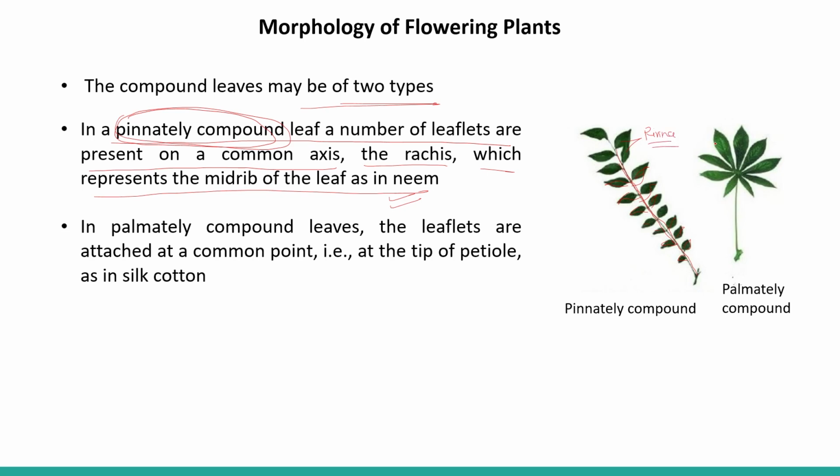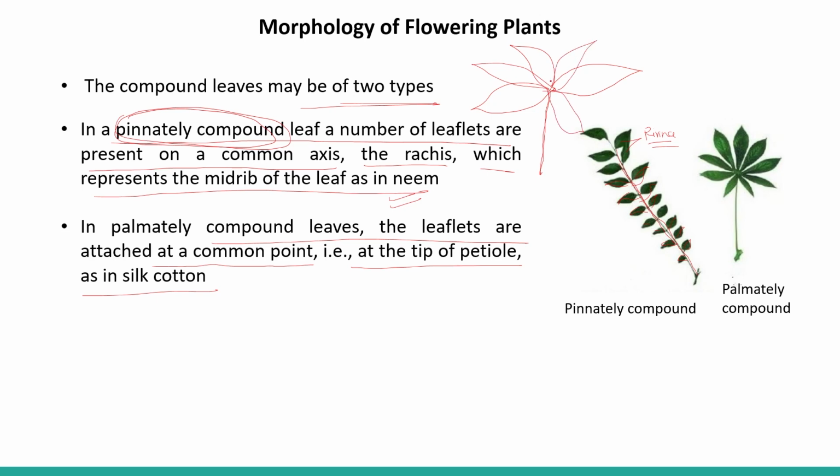These are called pinna or leaflets. In palmately compound leaves, the leaflets are attached to a common point, that is, at the tip of the petiole, as in silk cotton. So here what happens, suppose I am drawing a palmately compound leaf, then we can have it like this, leaflets attached at one particular point.